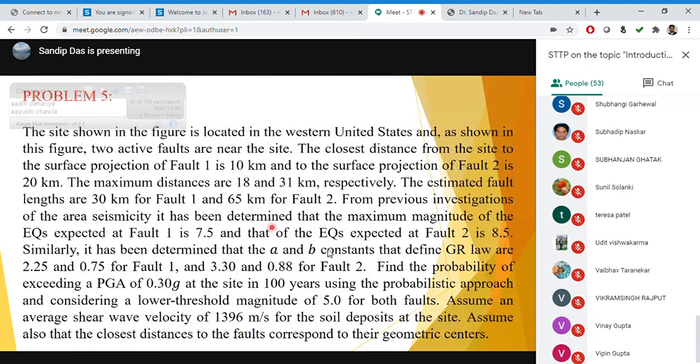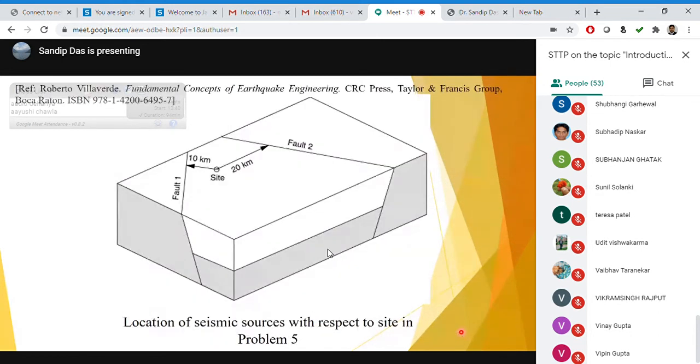Everything is given. It looks very lengthy, but it is lengthy because it is trying to give you each and every input you need to use in all the equations. That's it. Now assume an average shear wave velocity of this. Whenever you find anything physics related, be sure that you have to use it in the attenuation model. So this is again for the attenuation model, for the soil deposit at the site. Assume also that the closest distance to the faults corresponds to their geometric center. Now everything is defined so that you can solve it. That is the only thing.